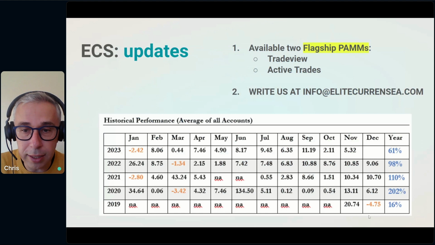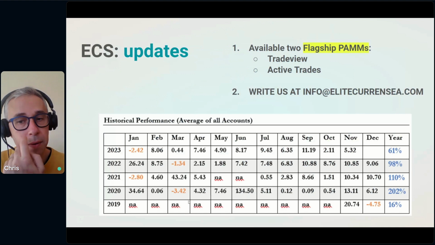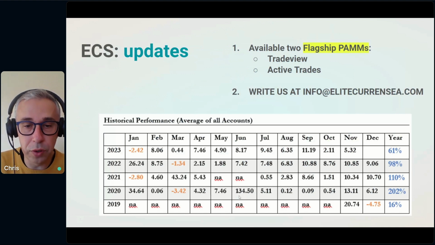But as you can see, looking at 2019, I only had 2 months, with 16% in those 2 months. But 2020 was a fantastic year, primarily because in June, I made 135%. So the rest of the year was about 70%. That kind of skewed that particular year because of that one big month of profit. The year after, I had 110.